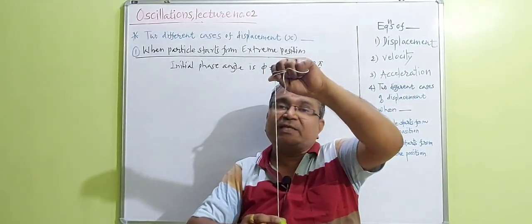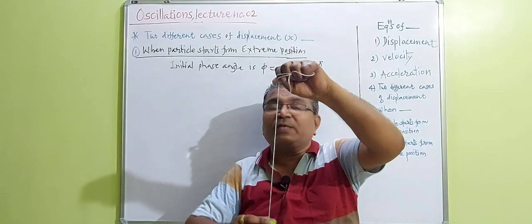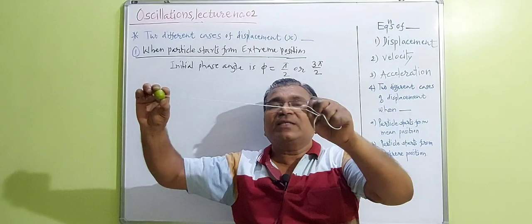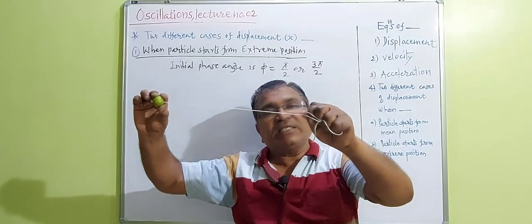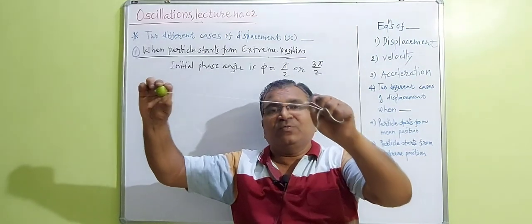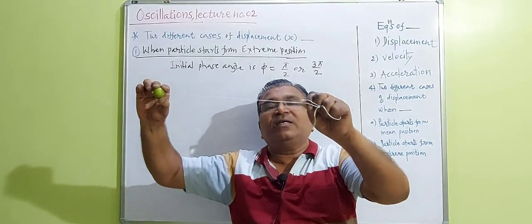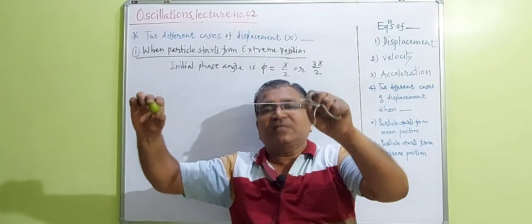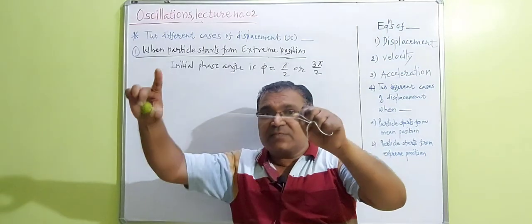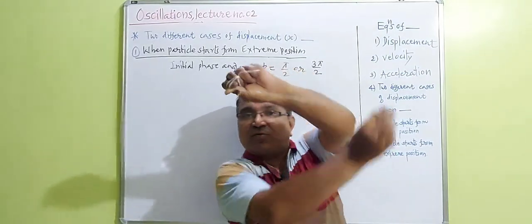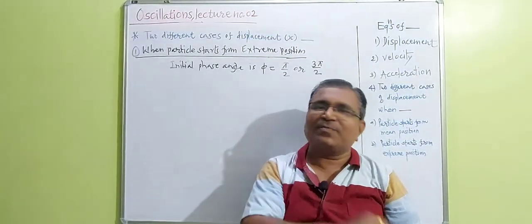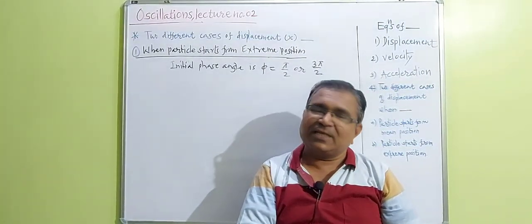Let us listen carefully again. When the particle starts from extreme position on one side, the initial phase angle from mean position to extreme position is pi by 2. Then when the particle is on the other extreme position, from mean to extreme is 1 pi by 2, this is 2 pi by 2 and this is 3 pi by 2. So we can say that phi is equal to either pi by 2 or 3 pi by 2.